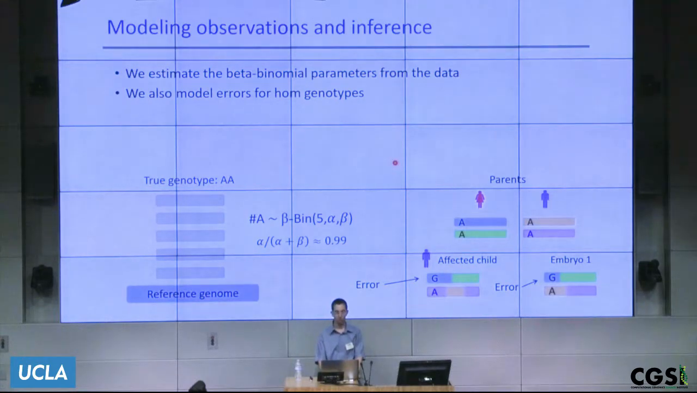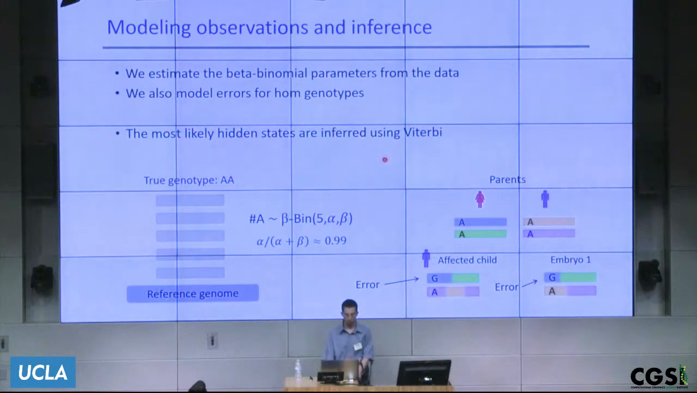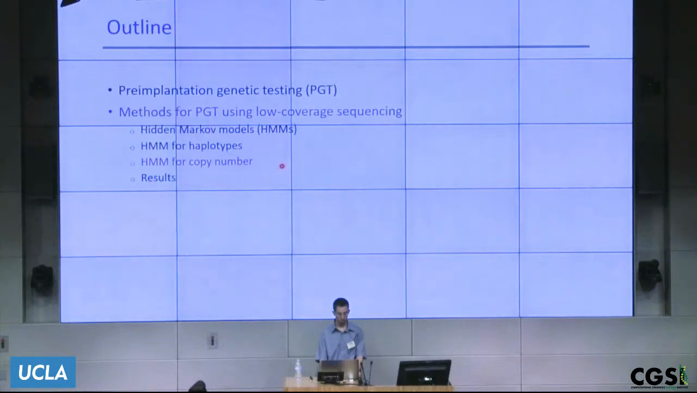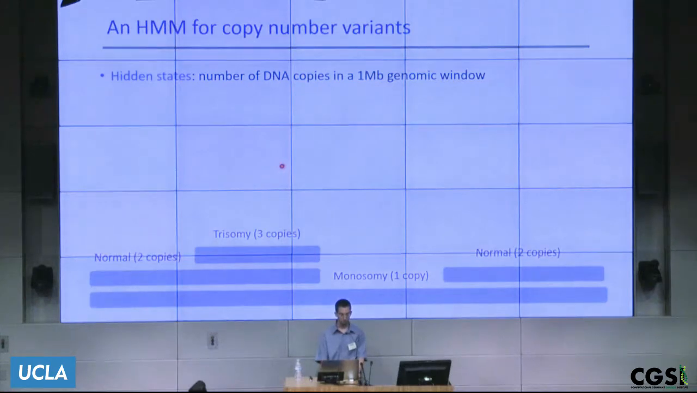And once we have defined the transition probabilities and the emission probabilities, we can use the Viterbi algorithm that I just described. Given the data, given the read counts at each SNP, we can infer the most likely hidden states. So this is the hidden Markov model that we used for determining the haplotypes, and thereby the carrier status for the given disease mutation. Now for the copy numbers, the HMM is quite different.